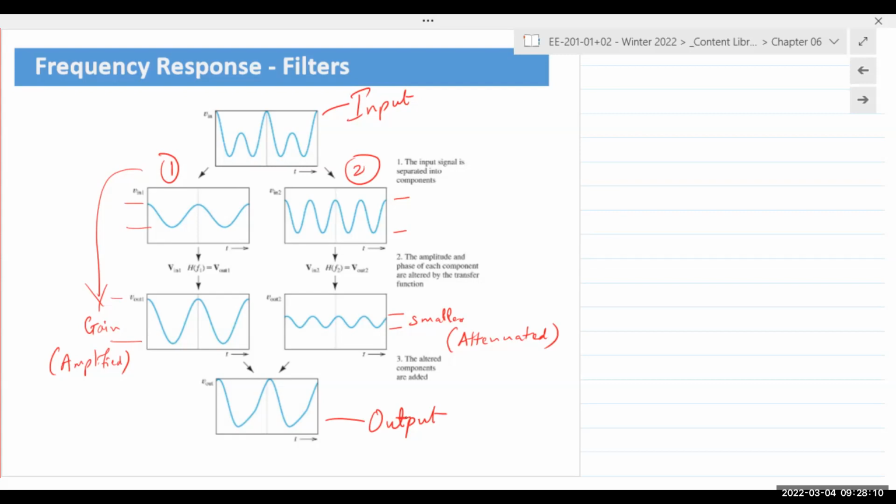This is not exactly what the filter does. This is just showing you how the filter affects separate components. The filter is not actually separating it out like that. This is just for explanation purposes. An actual signal will not just have two components, it would have hundreds of thousands of components.